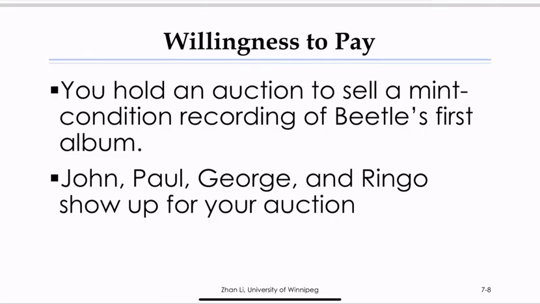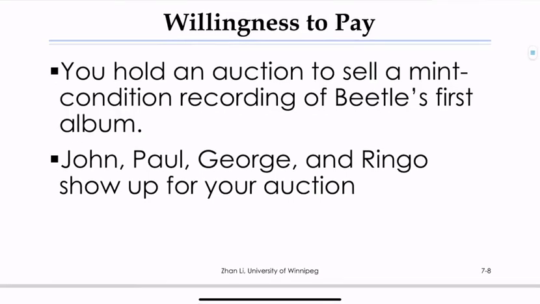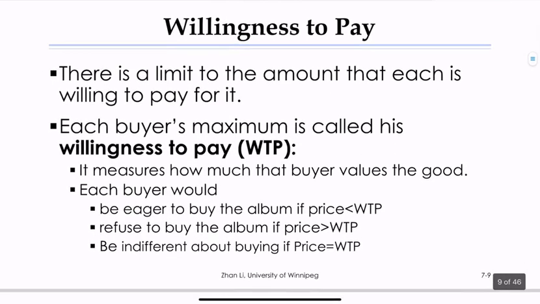Okay, now let's start. So let's say you're selling a recording of Beatles' first album, and then there are 4 potential buyers: John, Paul, George, and Ringo. Now, clearly there is a limit to the price that each buyer is happy to pay, right? Basically, if the price is too high, then some buyers or all buyers just won't buy your album. So how do you measure this, right?